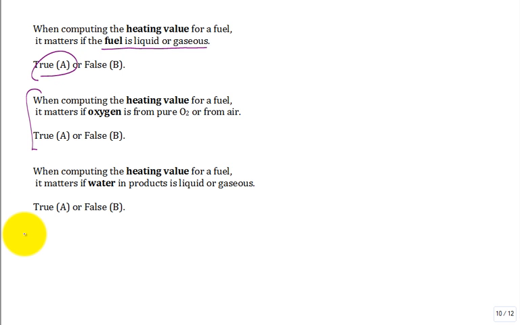Last question. When computing the heating value of a fuel, it matters if water in the products is liquid or gaseous.